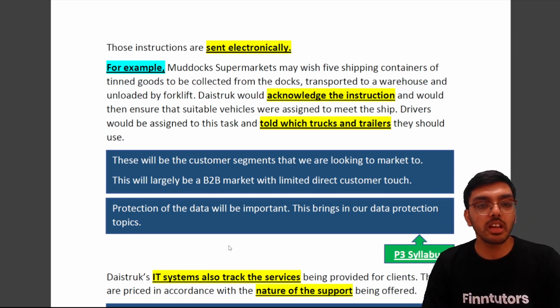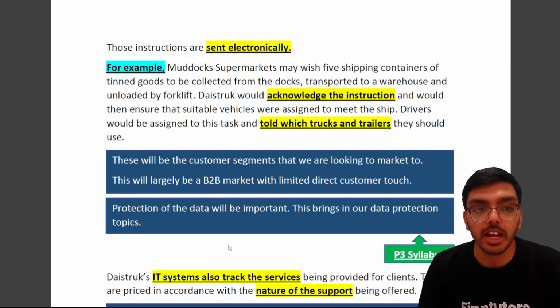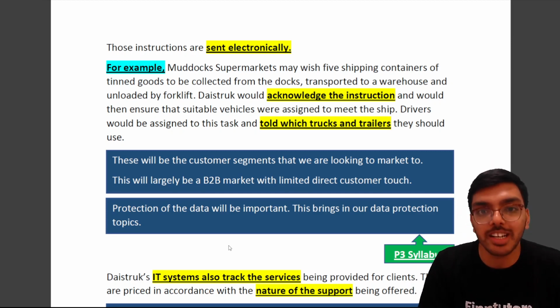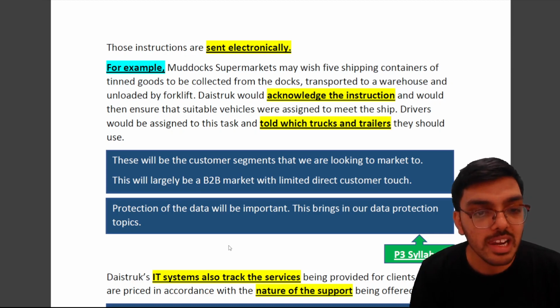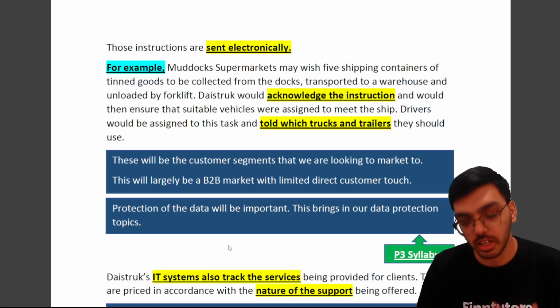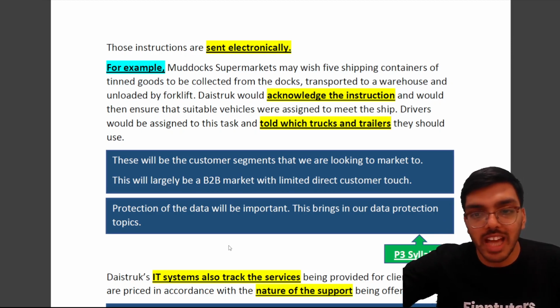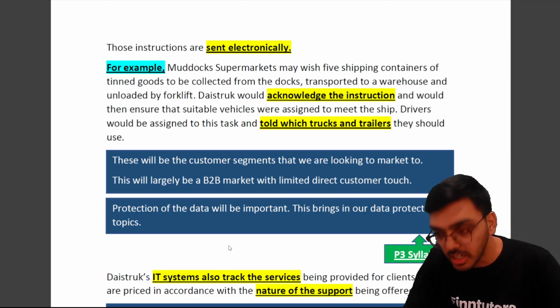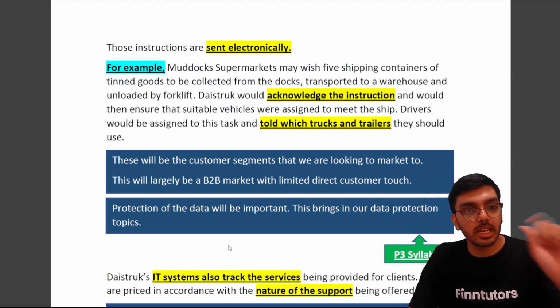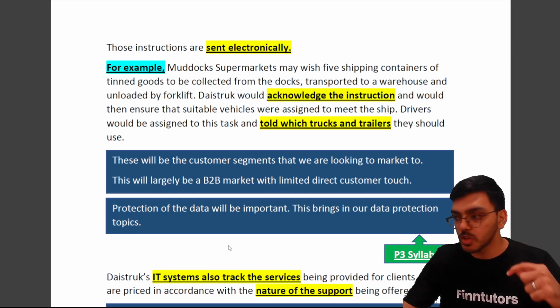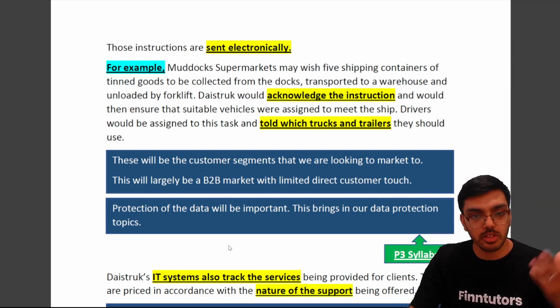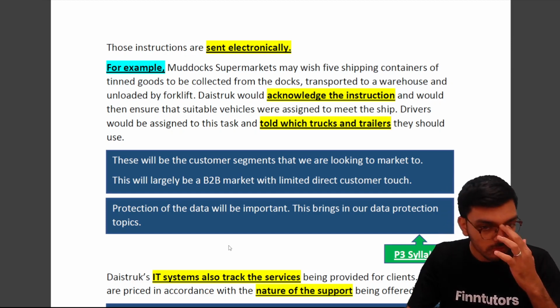Now these will be the customer segments that we are looking to market to. For example, supermarkets, big businesses. So it will largely be a B2B market for us, a business to business market for us, except for the side where we deal with the last mile delivery. But otherwise, we are dealing with Maddox. We are picking up their goods, putting it into their supermarket. So it's a B2B business.